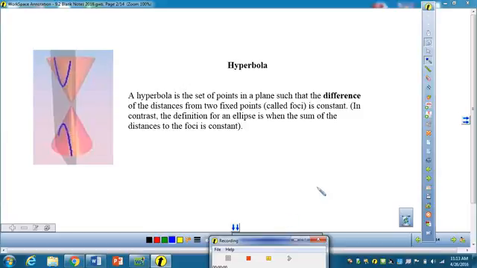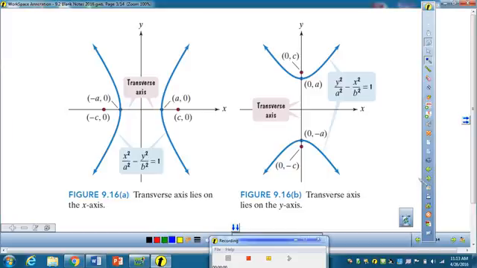Today we are going to look at a new conic section shape called a hyperbola. A hyperbola is considered the set of points in a plane such that the difference of the distances from two fixed points, called foci, is constant. Recall from yesterday the definition for an ellipse was when the sum of the distances to the foci was constant.